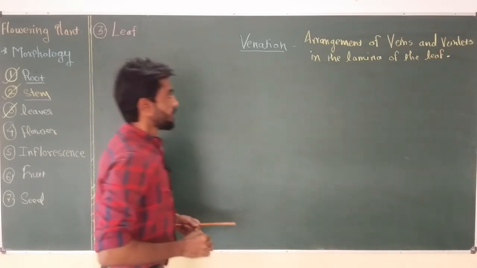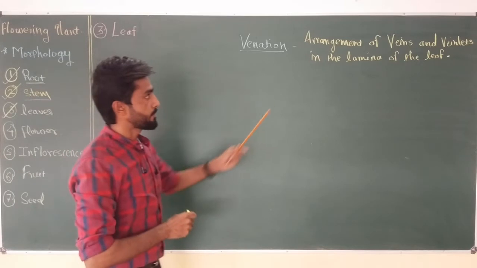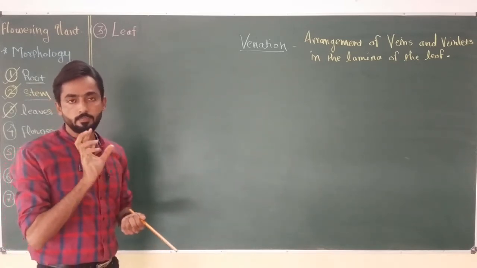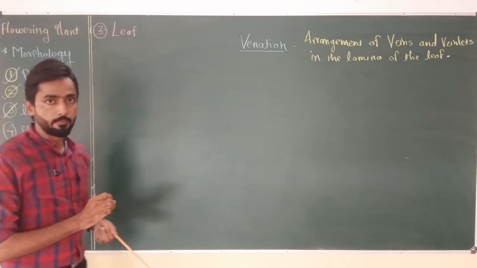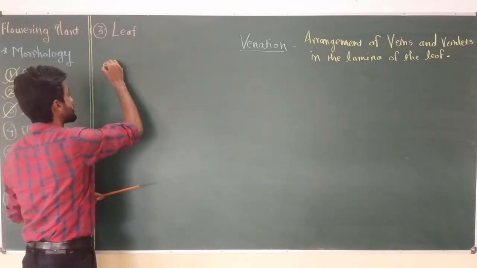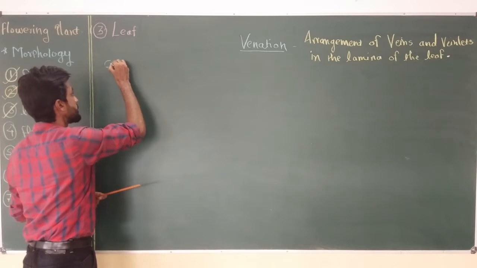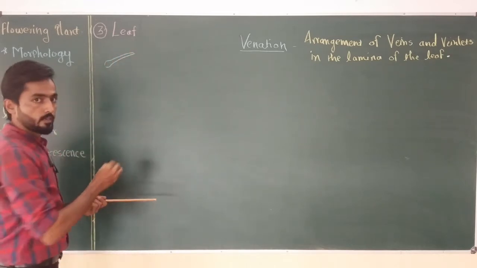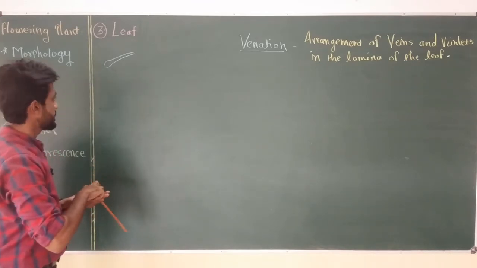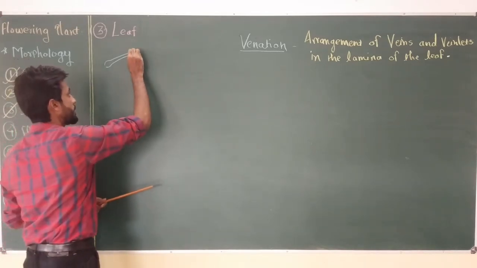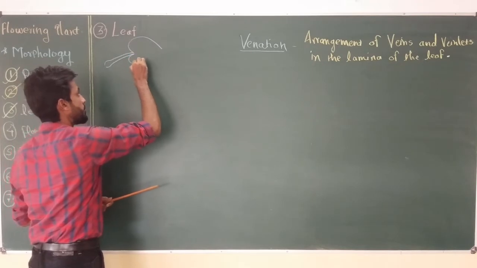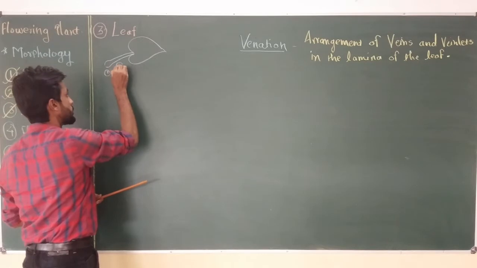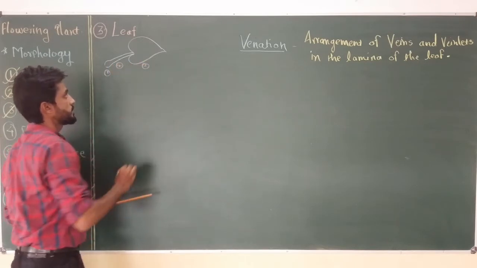If we want to understand this definition, first we have to understand the different parts of the angiospermic leaf. Suppose this is the leaf base, then the petiole, and the last part present in the angiospermic leaf is the lamina. So this is part number 1, 2, and this is part number 3.